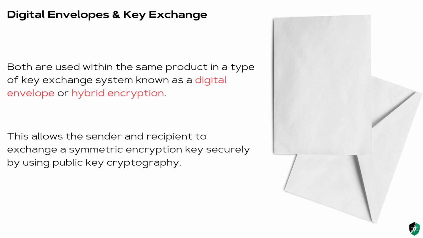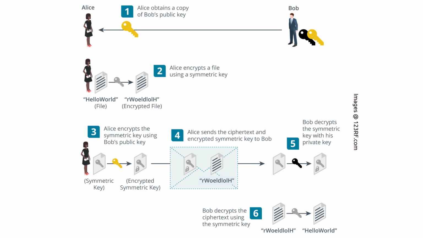So what happens here is that you can combine both in the same product in a type of key exchange known as the digital envelope or hybrid encryption. Here, the sender and recipient can exchange a symmetric encryption key securely, but by using public key cryptography. That's how this would work. So here's an example. Alice would obtain a copy of Bob's public key first of all. She will then encrypt the file using a symmetric key. She then encrypts the symmetric key using Bob's public key. That's the key here, all right?